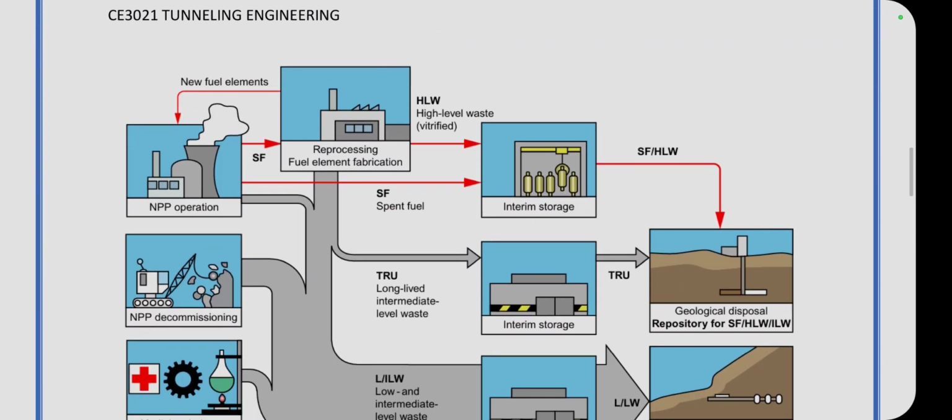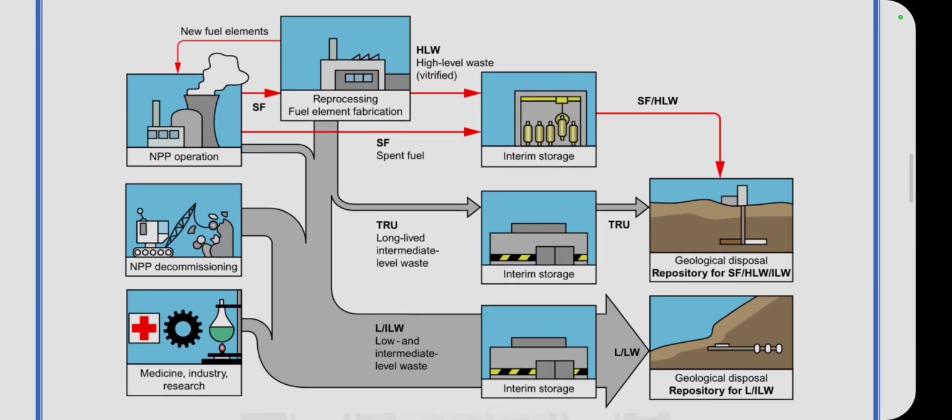So in the diagram, see that reprocessing and fuel element fabrication come from the NPP operations. The NPP operations also supply the new fuel elements. Then high-level waste is vitrified. This goes directly to the interim storage. The interim storage receives the spent fuel directly from the NPP operations.